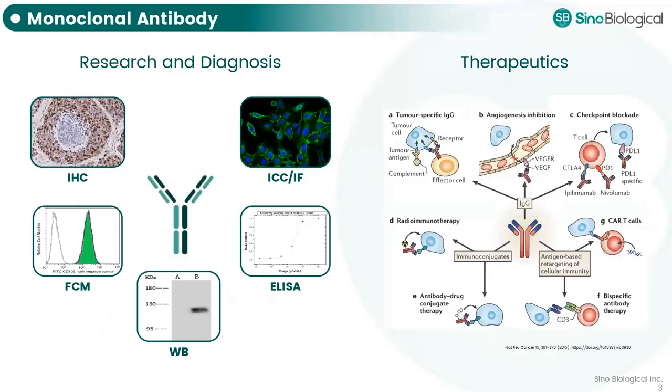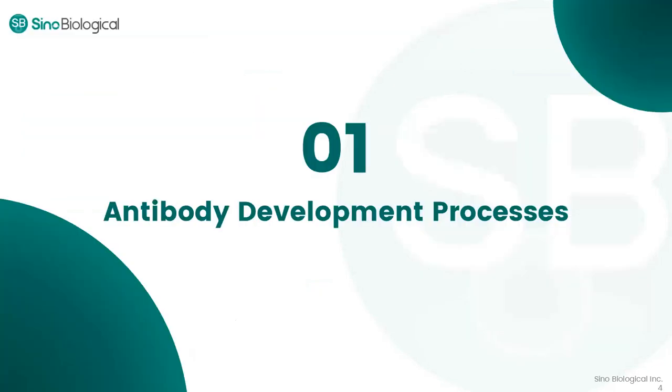As we all know, monoclonal antibodies are applied in many biological areas, including research and diagnosis, such as IHC, IF, flow cytometry, ELISA, and Western blot. In addition, antibodies are also widely used in therapeutics. In this year, 2021, 100 antibodies have been approved for therapeutic use. And there are still many more under preclinical and clinical development. So first, let's briefly review the processes of antibody development.